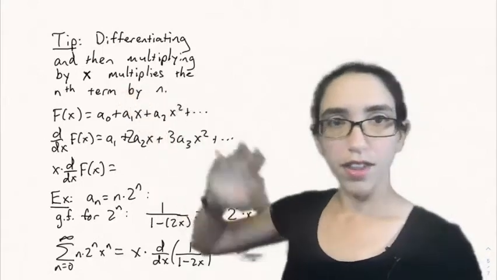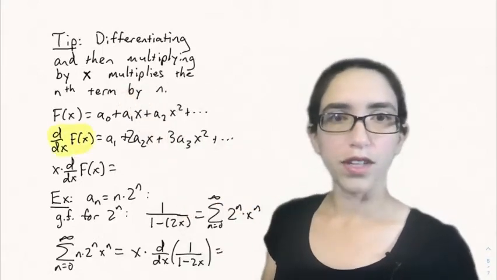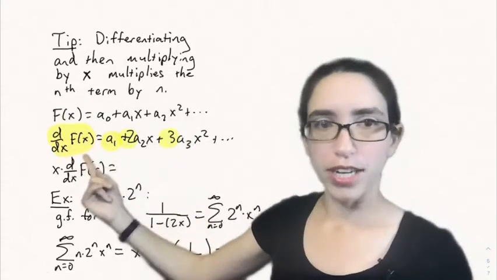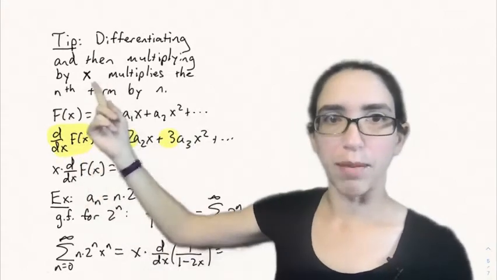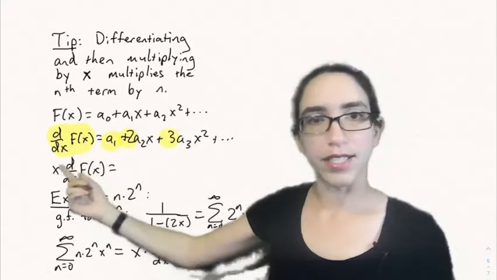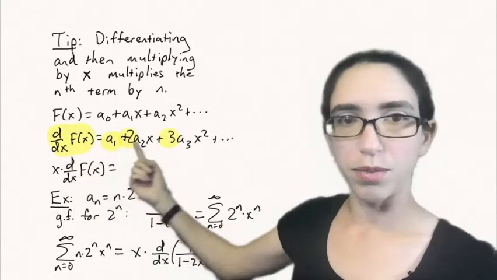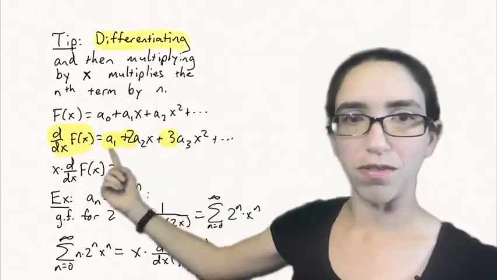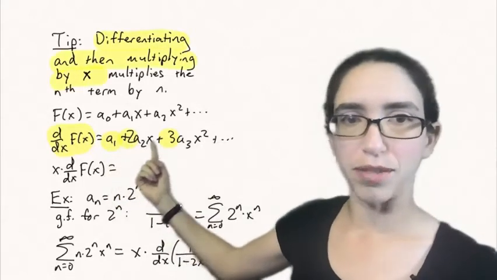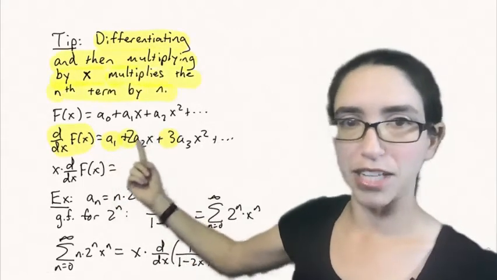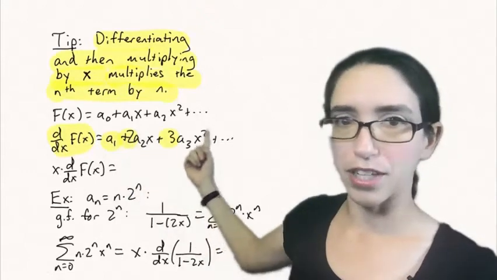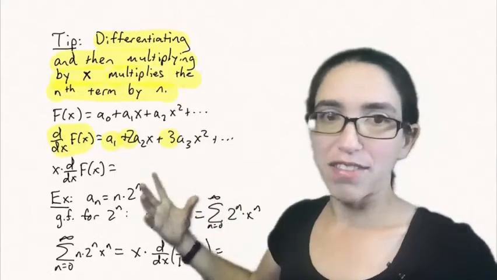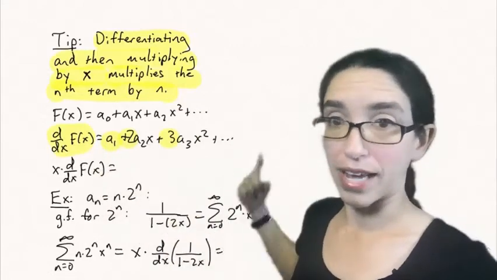Okay, so here's another tip. If you want to multiply the nth term of your sequence by n, you want to differentiate the generating function and then multiply by x. The reason is differentiating the generating function does multiply your consecutive terms by n, but notice the power of x is off. So this is 2a2 times x. I want that x to be an x squared to match all these twos. And I want that x squared to be an x cubed to match all these threes, and so on. And the way we can achieve that is just by multiplying this whole sequence by x.